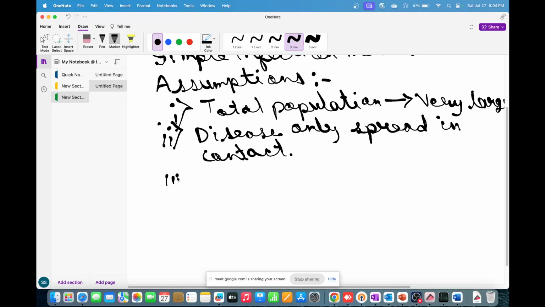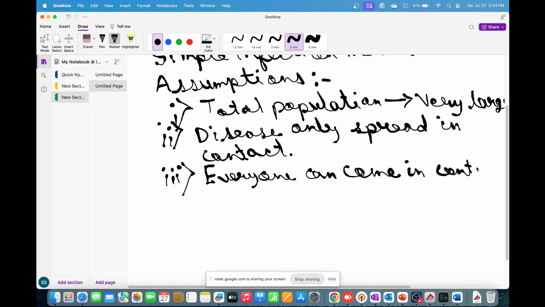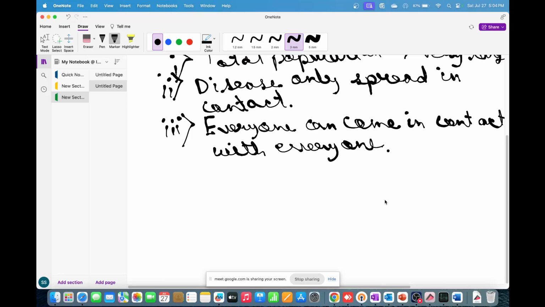And the third major assumption that we have is that everyone can come in contact with everyone. So basically what we are saying is everyone is vulnerable. There is no quarantine. There is nothing that prevents a person from transferring the virus from himself to an uninfected person if they come in contact. Anyone and everyone can come in contact.